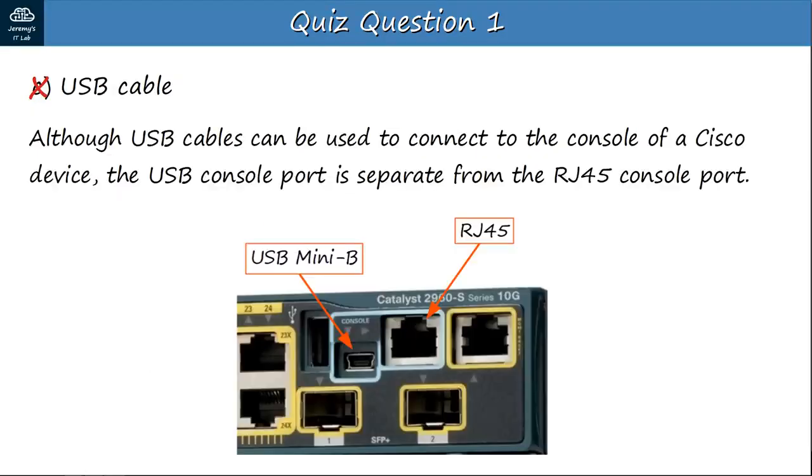Although USB cables can be used to connect to the console of a Cisco device, the USB console port is separate from the RJ45 console port. So C, USB cable, is incorrect. This photo shows the USB and RJ45 console ports on a Cisco switch.